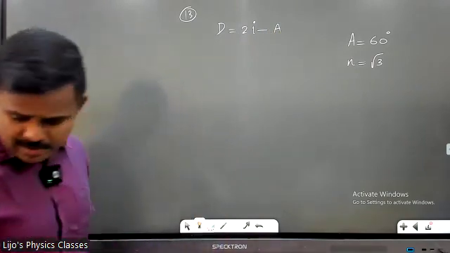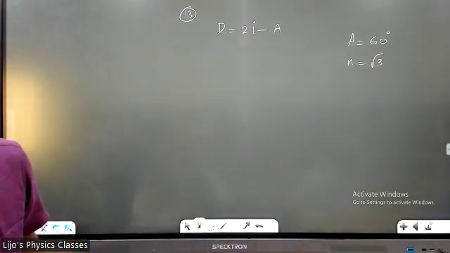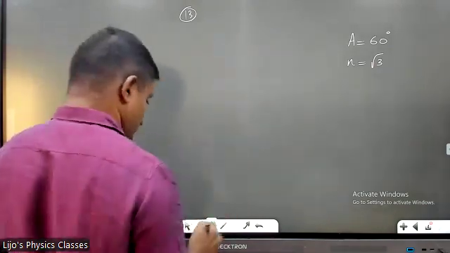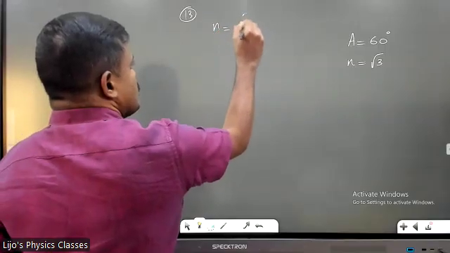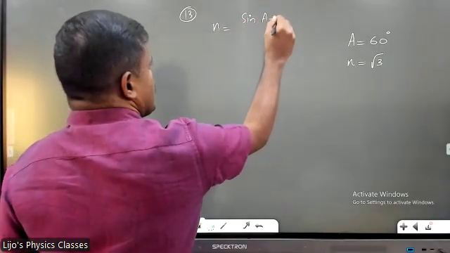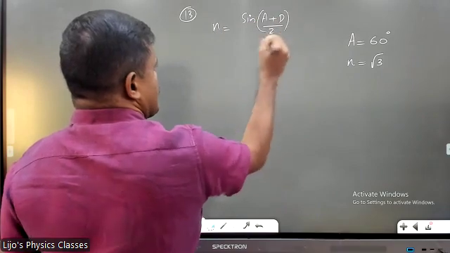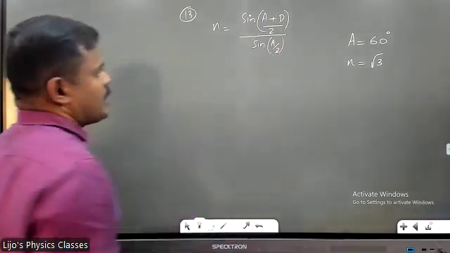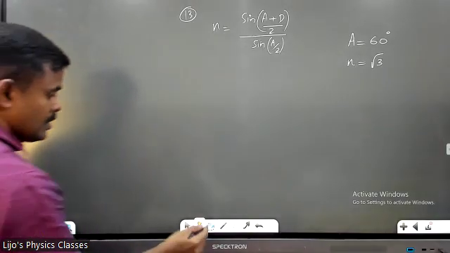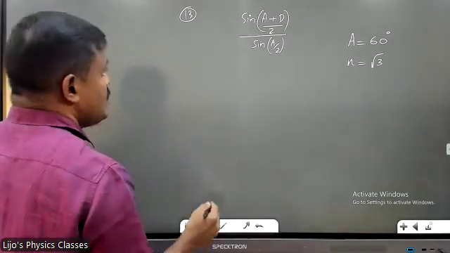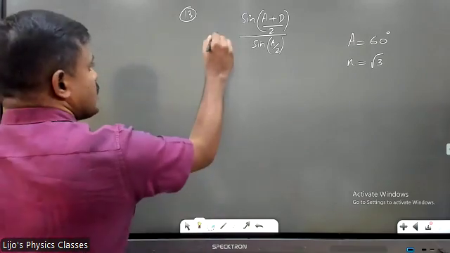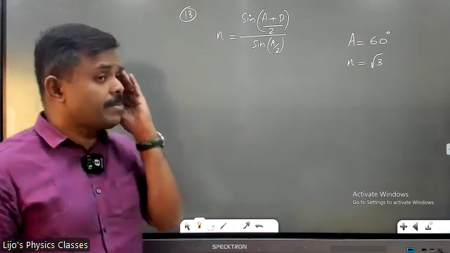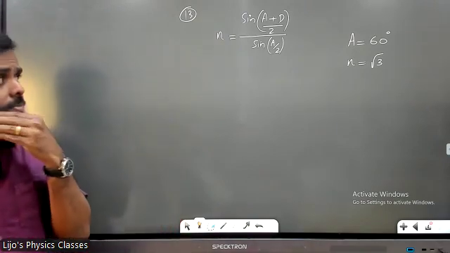But D is not given. Then what can you use? What is the question? Angle of incidence, right? Okay, fine. So let us start with the only equation you know. Write it. N is equal to sine of (A plus D)/2 by sine of A/2. There are many ways to do this. Use the method you find easy.